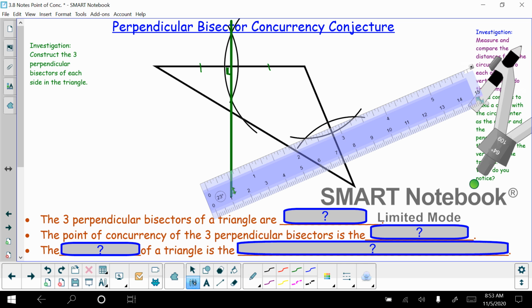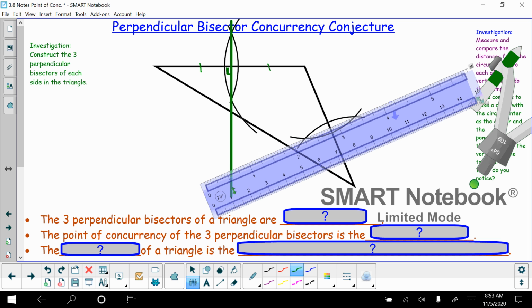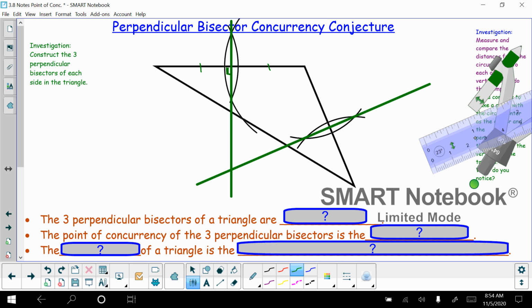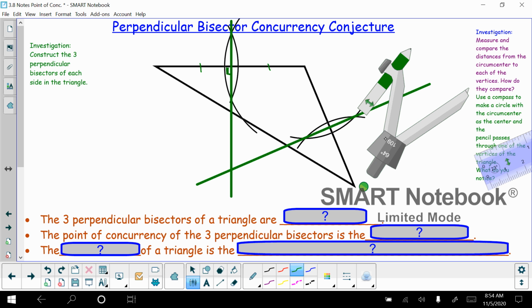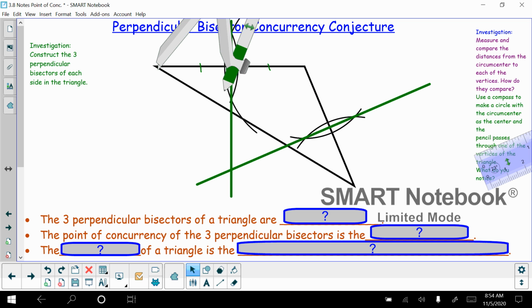Some of you are probably wondering, why are you drawing the line so long? Well, look where they're intersecting. The other point of concurrency from our first investigation was inside the circle. It looks like this one's going to be outside the circle. So let's do our one last perpendicular bisector, and that's for this big side over here, this long side.